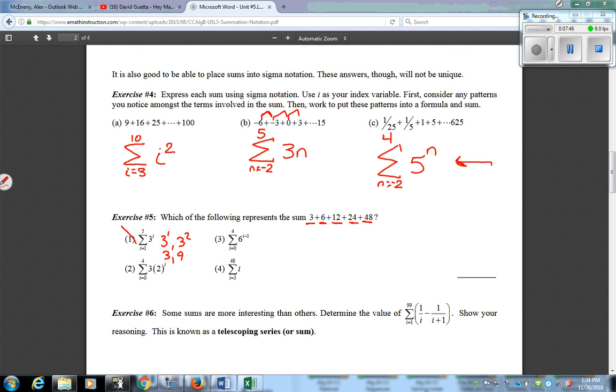And if I go to choice 2, if I do 3 times 2 to the 0 power, this gives me 3. And if I do the next one, 3 times 2 to the first power, that's going to give me 6. And I'm going to do one more, 3 times 2 to the second power, that gives me 12. So those 3 match. And this one goes up to 4. And you could check the fourth one, that'd be 3 times 2 to the fourth power, which would be 16 times 3, which is 48. So this one does work, choice 2 in that case.